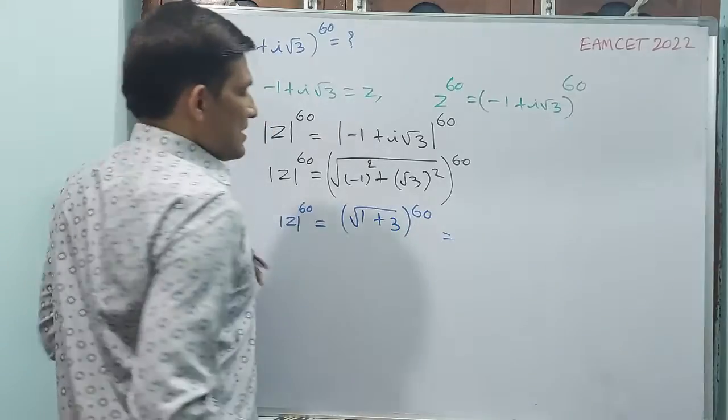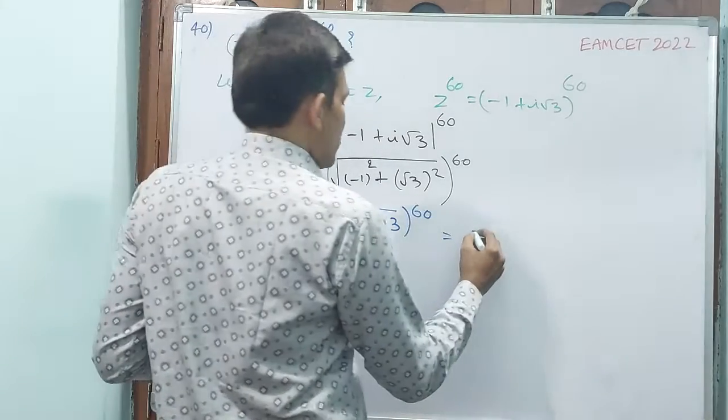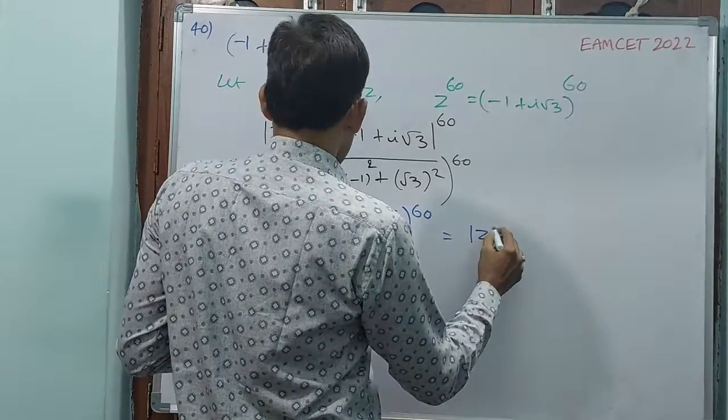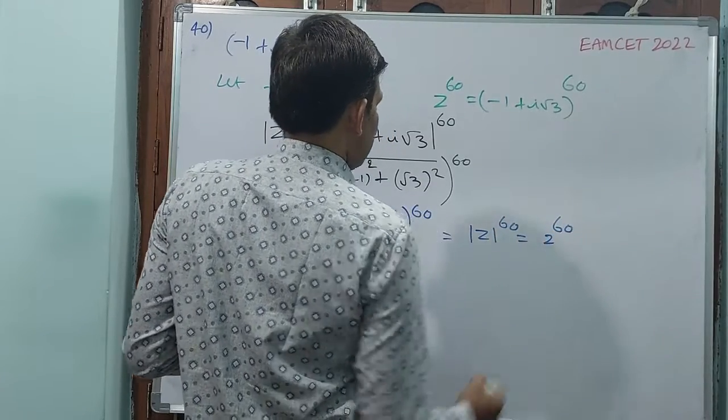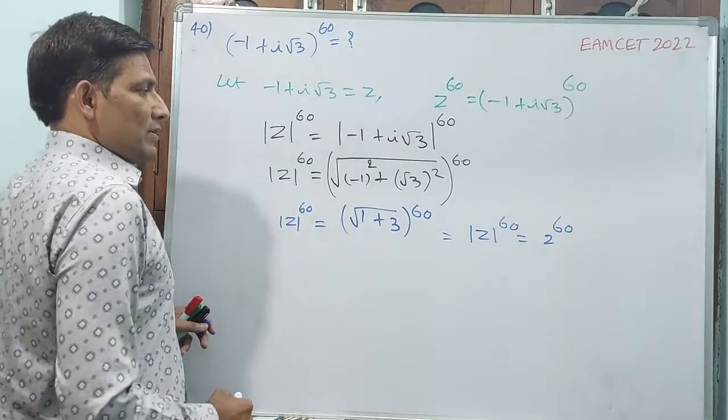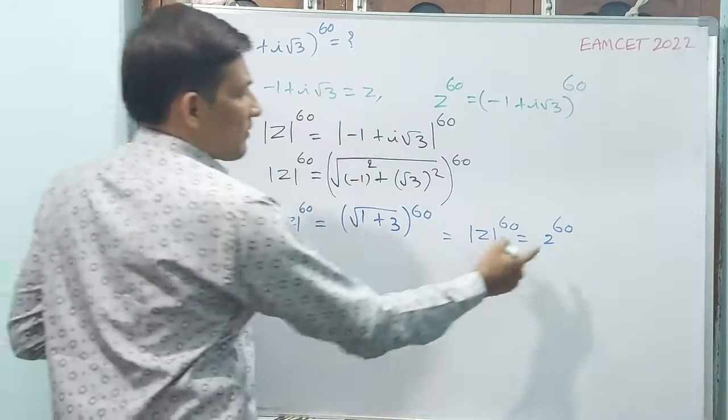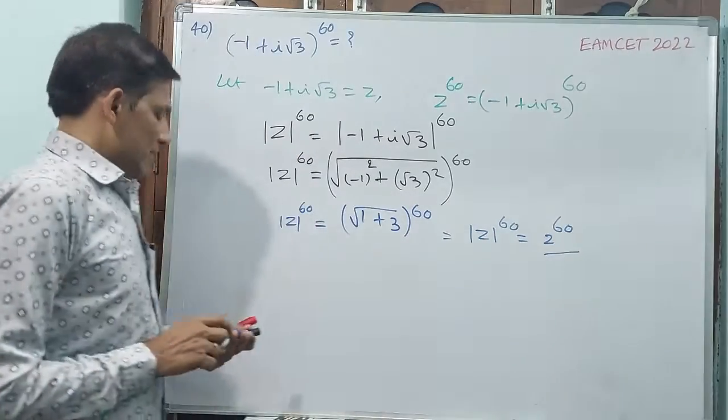Okay, what is the value? 4. Root 4 means 2. That's modulus z power 60 is equal to 2 power 60. Okay, the value of this is 2 power 60. That's all. This is the answer for this question.